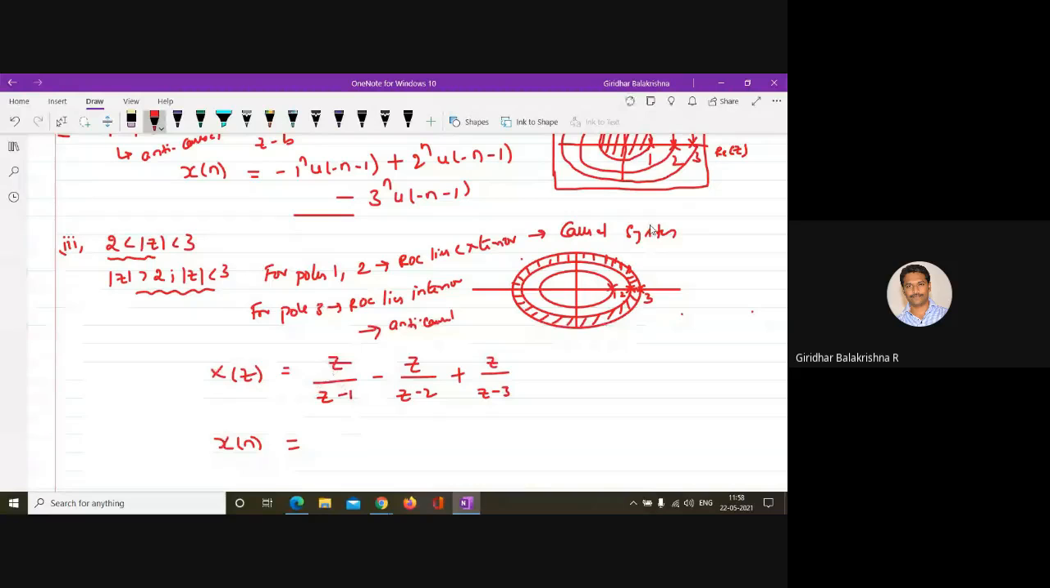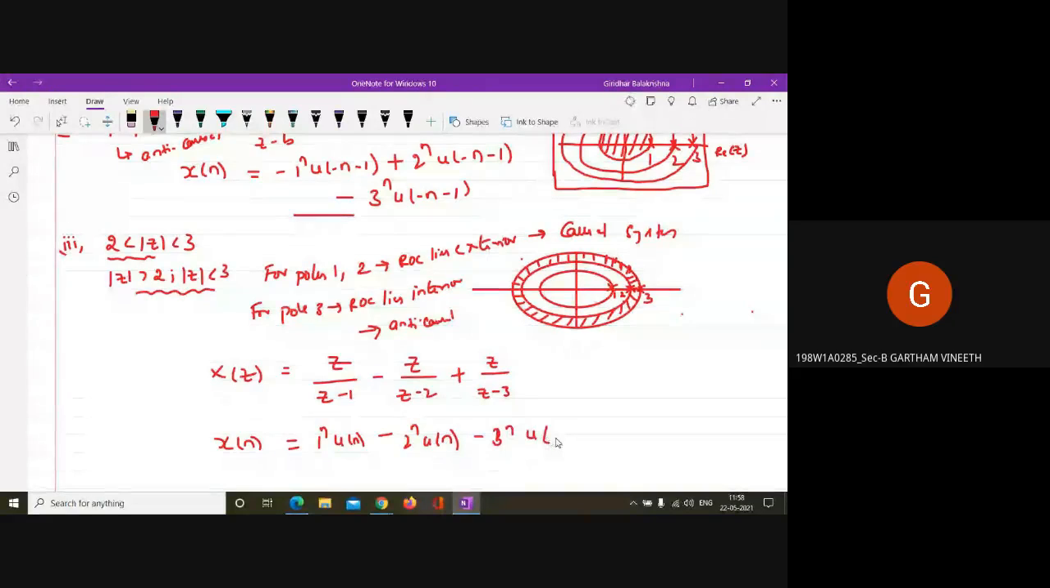So by applying inverse z transform, x of n equals: for poles 1 and 2 it is a causal system. Therefore z by z minus 1 gives 1 power n into u of n. And for pole 2 also causal, therefore it is 2 power n into u of n. Next, what about the third one? It is anti-causal. Therefore the formula gives minus 3 power n into u of minus n minus 1. So this is the solution for the third case. Like this you need to solve for inverse z transform.